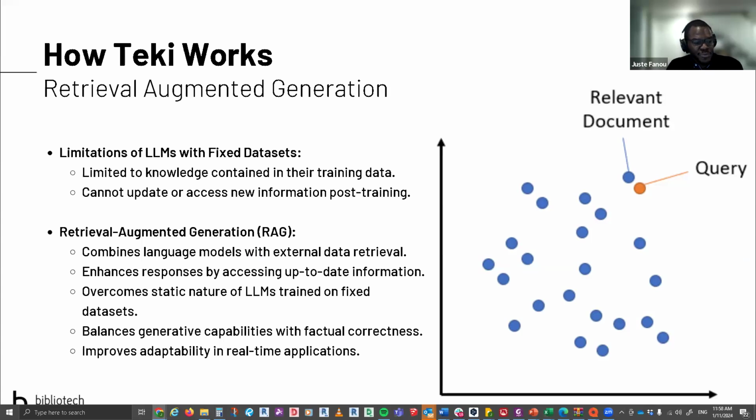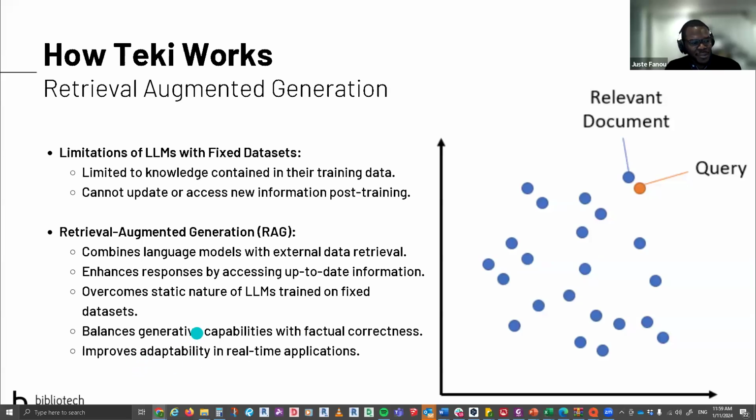But if you do something like retrieval augmented generation, then you can combine the power of the language models with external data retrieval. I think Bing does this as well. So it has GPT as its core, but then it can also browse the web and give you more information based on the context that it was provided. It can enhance LLM responses by providing up-to-date information, obviously overcoming the static nature of the LLMs. And it basically uses these generative capabilities, i.e. making human-sounding text, with factual correctness, right?